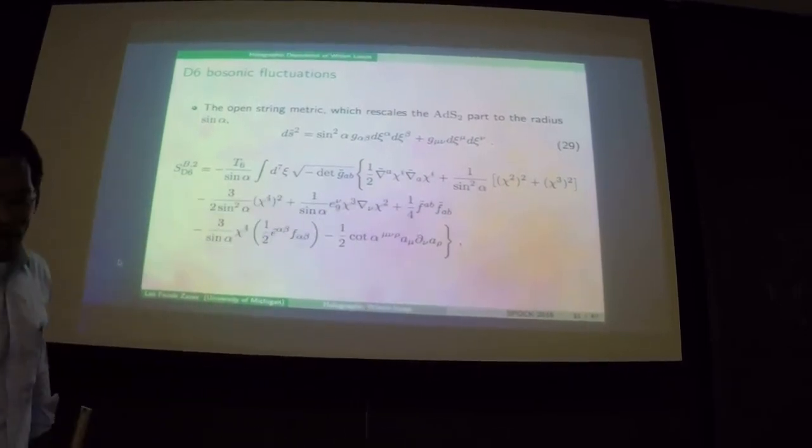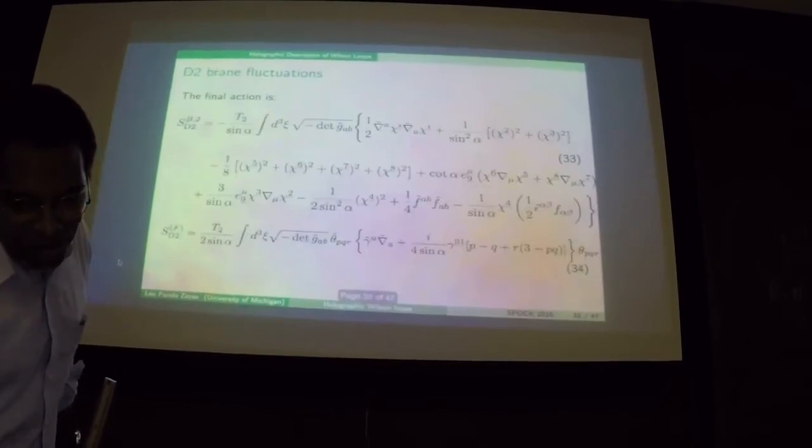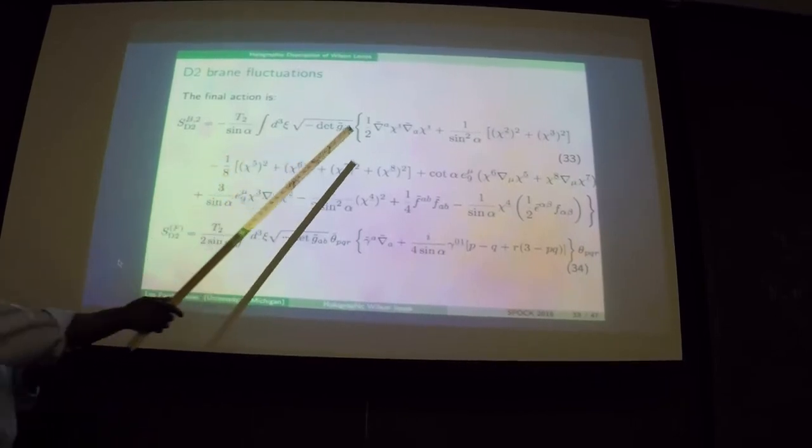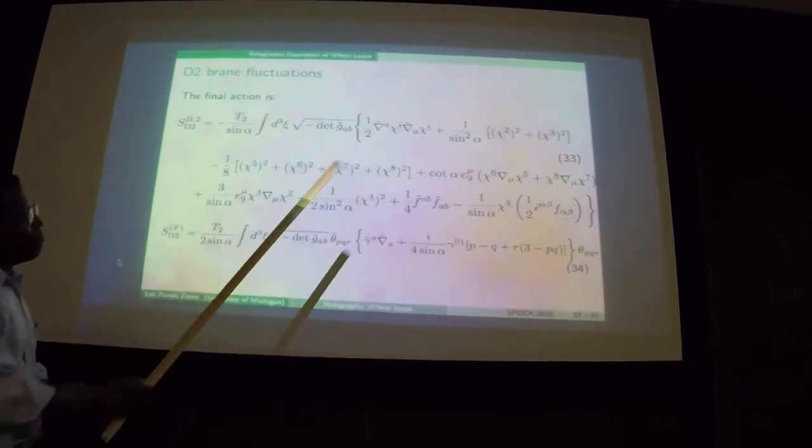So now what I need to do to look at the one loop effective action is, of course, integrate the fluctuations. But before I do that, let me talk about the D2 brane. For the D2 brane, again, everything is very similar. There are more normal directions.